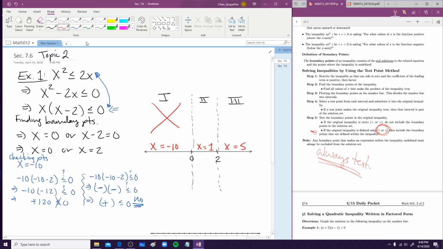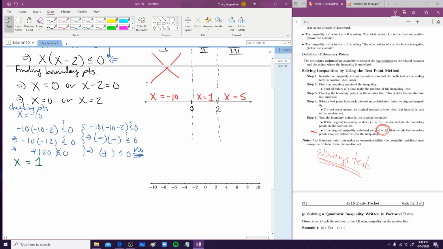Okay. So now we're going to check when x is equal to 1. Let me bring this down a little bit. So again, we're using this one. So we have 1 times 1 minus 2. Is this less than or equal to 0? Okay. So if I want to use this one, these are small numbers, so it doesn't really matter, but you can still do positive times negative. And then positive times a negative is a negative. So a negative number is always less than or equal to 0, so this is included.